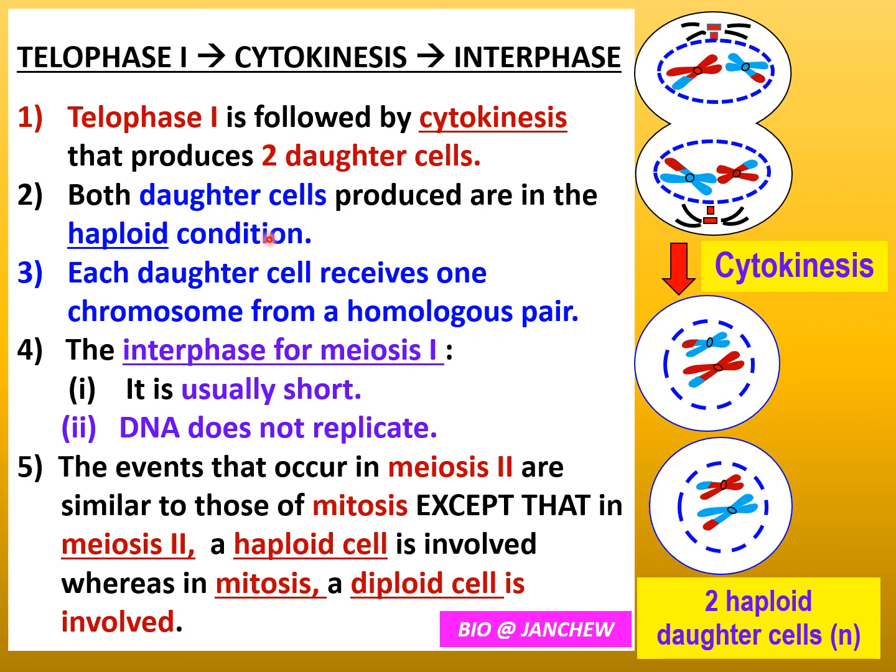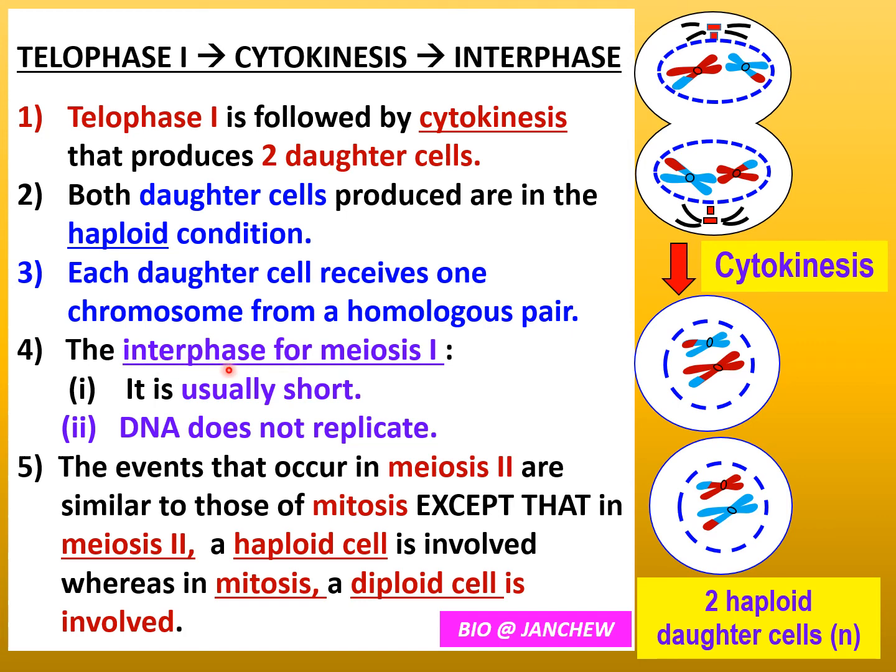Both daughter cells produced are in a haploid condition, meaning that each one has only one set of chromosomes, and only one copy of each type of chromosome. One long chromosome, one short chromosome. So each daughter cell receives one chromosome from a homologous pair. For the long chromosome, this daughter cell has one copy, and this daughter cell has one copy of the long chromosome too. Same goes for the short chromosome. One short chromosome in this cell, and one short chromosome in the other cell.